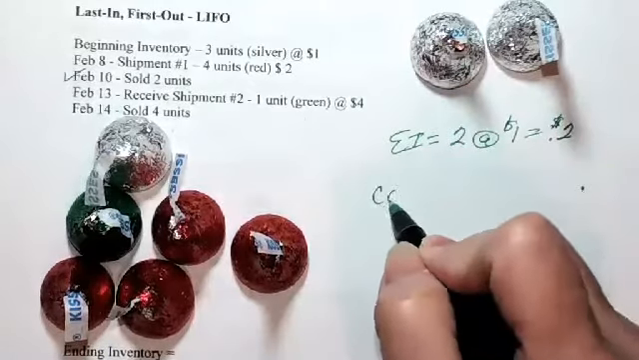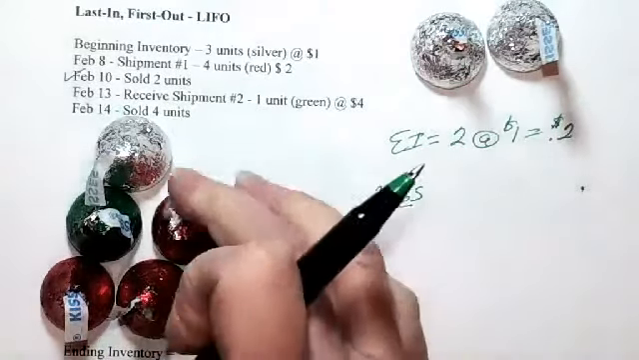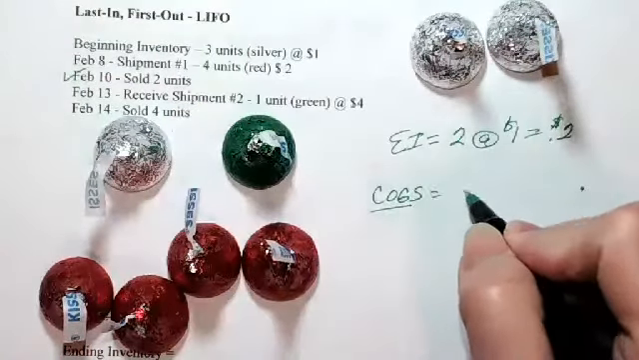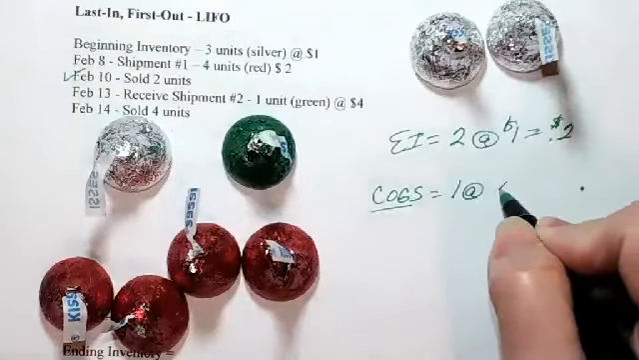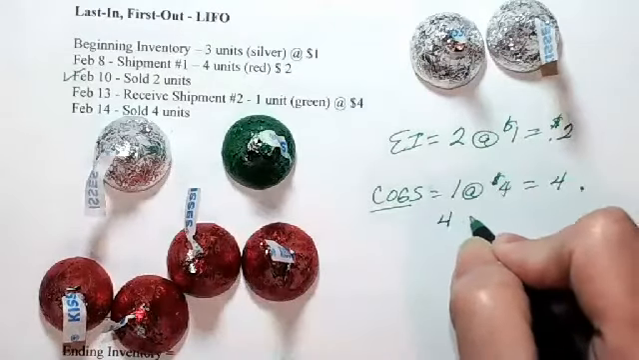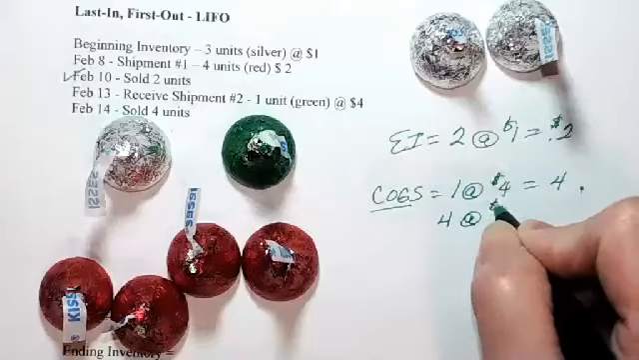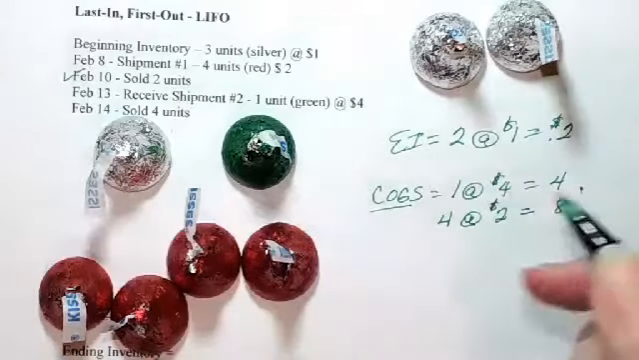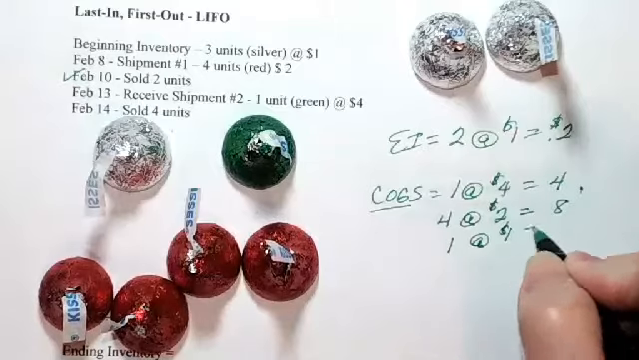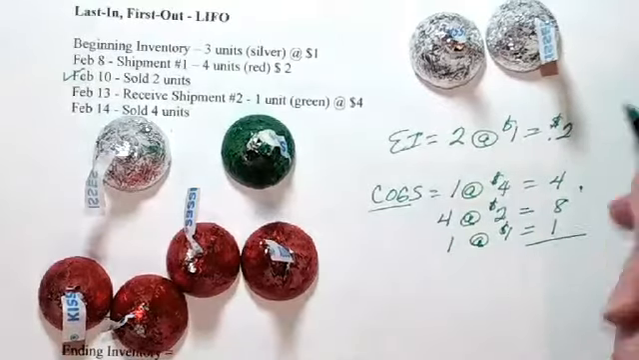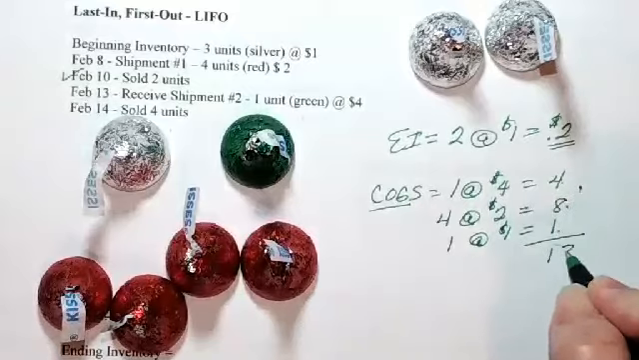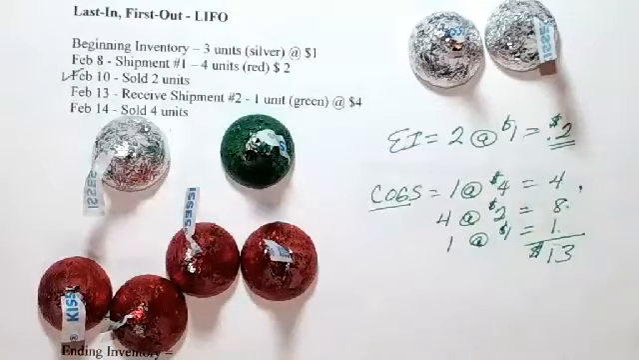And my cost of goods sold, I got a whole bunch of things here. I guess I'll do this one first. I've got my one that was $4. 1, 2, 3, 4. I got 4 of the red ones at $2. And then I got that other one, early one, that cost me $1. So this is $2. I can do that in my head. So this is 9. So this is $13 as cost of goods sold.